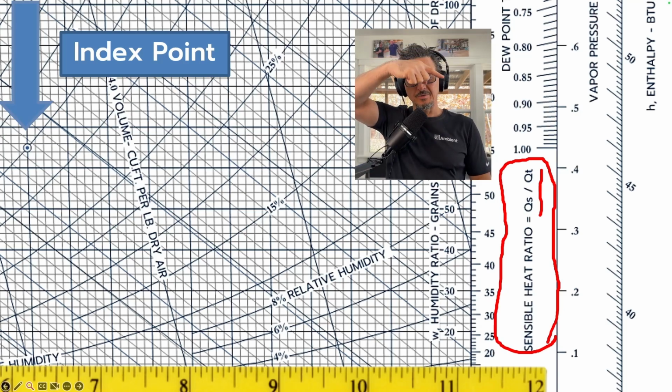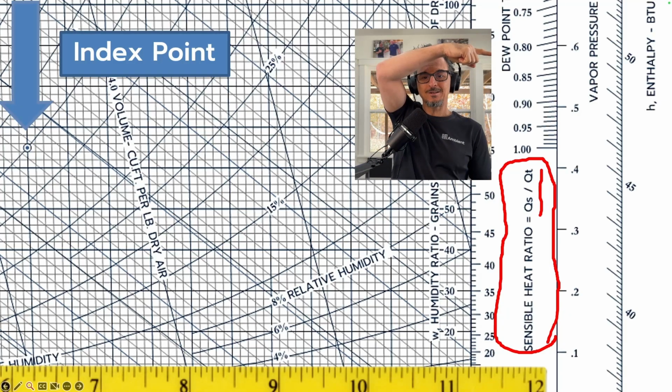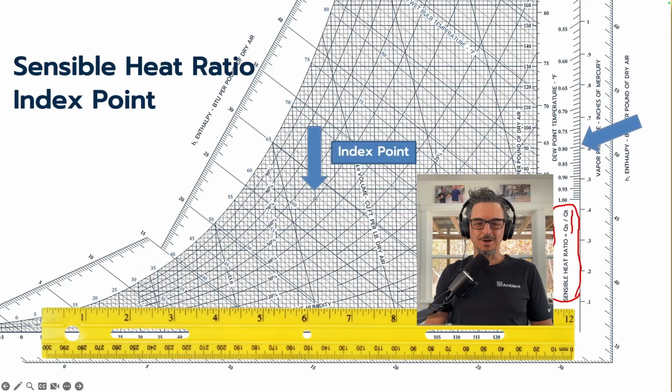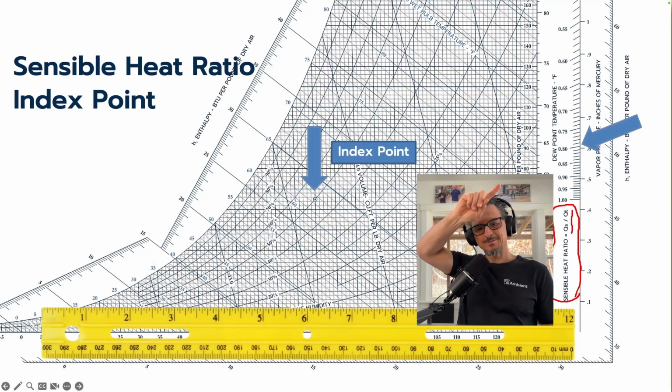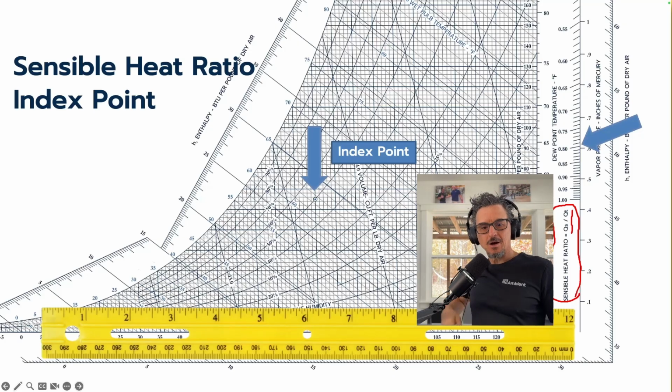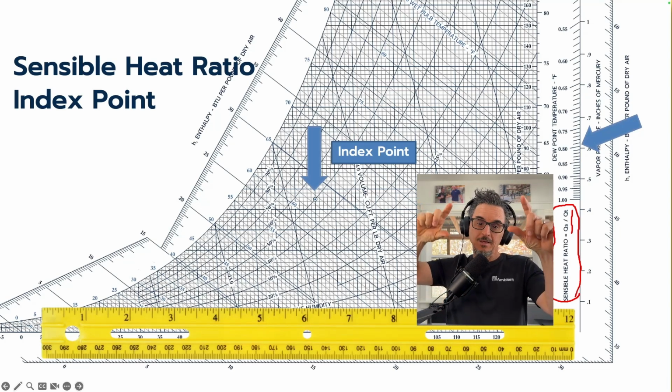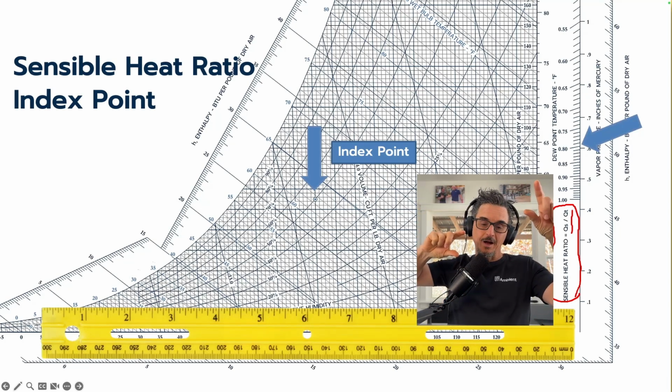And you see these numbers right here, starting at 1.0, 0.95, 0.9, 0.85, 0.8. Those are the sensible heat ratios. So we're at 0.8, which is about right. Okay, right there is the 0.8 SHR. So what we're going to do is take the SHR on the right and line it up with the index point over here.